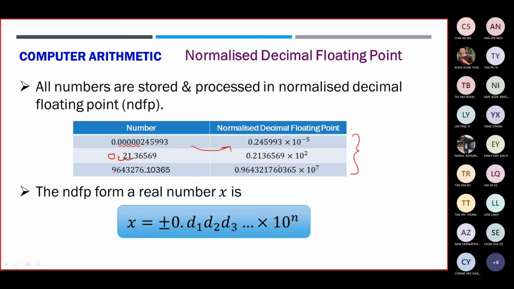Remember that x, usually we represent it as plus or minus. This can be a number, plus or minus. Make sure it is 0 point any figures, where d1 is usually 1, 2, 3 or so on. So it's a non-zero value. When you write in this form, remember, d2, d3 are any numbers between 1 to 9, and then n will be the index.